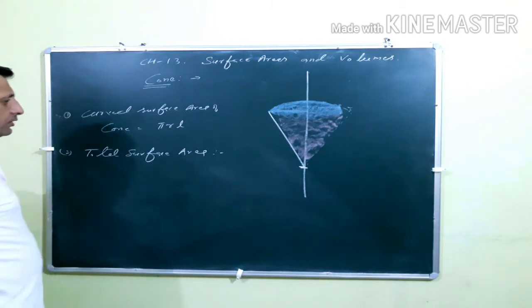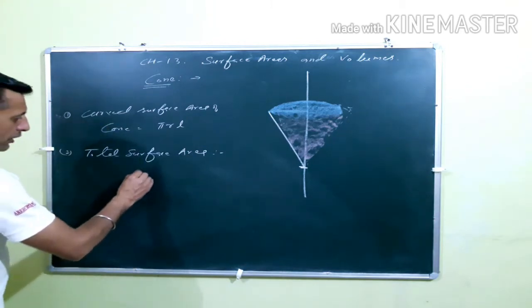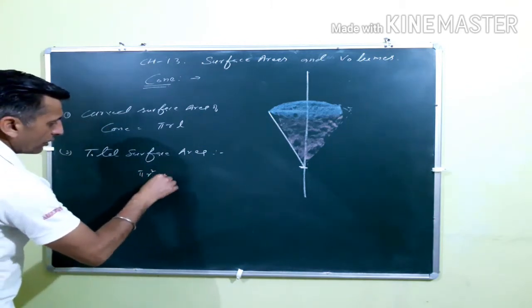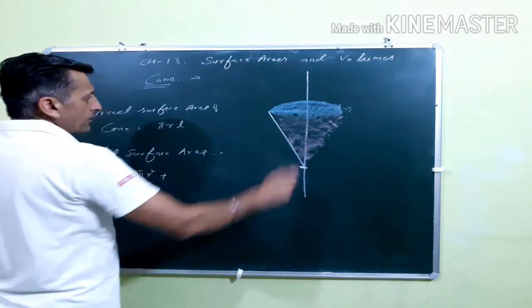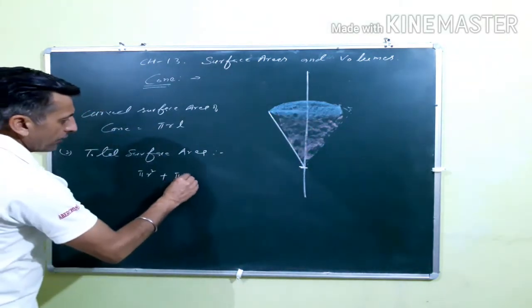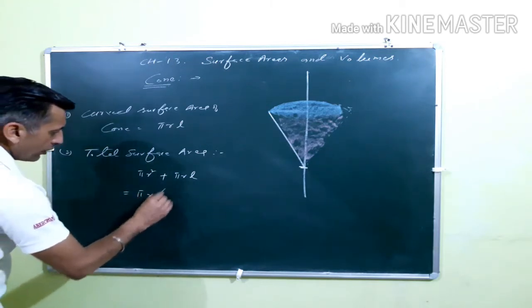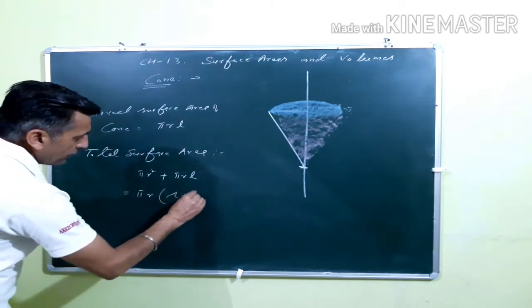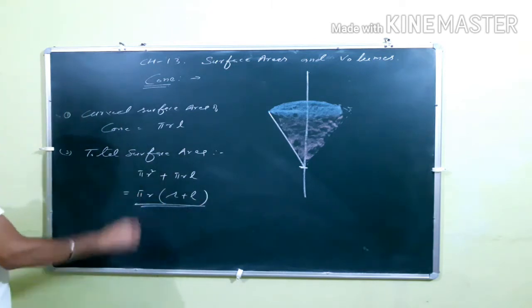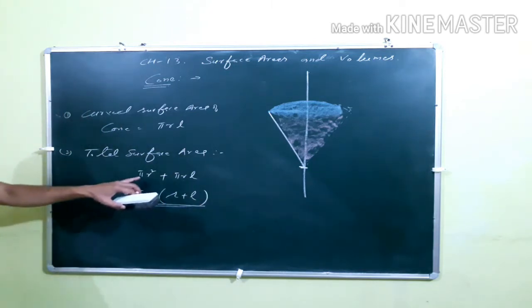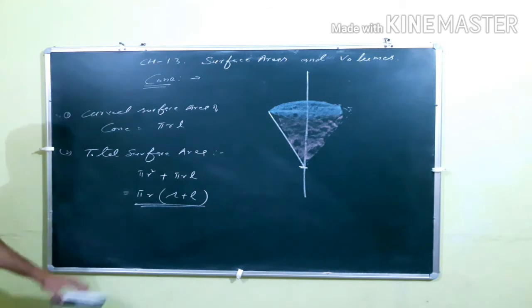In this case you will see this is a circle, and the area of the circle is pi r square. So pi r square, plus the red one, pi r l. And if we take pi r as common, then it is pi r times (r plus l). Sometimes we can use this one. Otherwise, in general, it is pi r square plus pi r l. So this is your total surface area. These are some details of the cone, and after this I am going to start with your exercise.